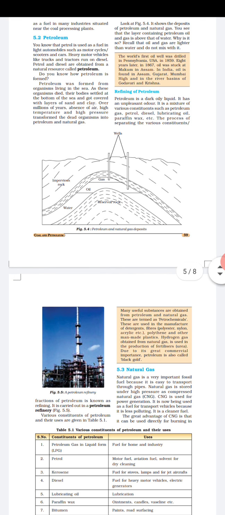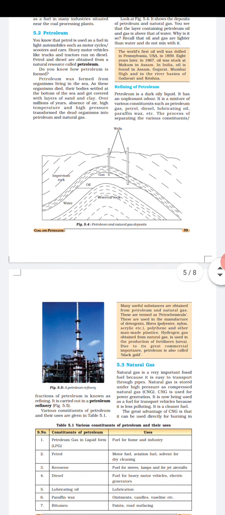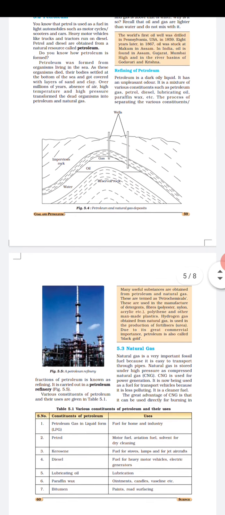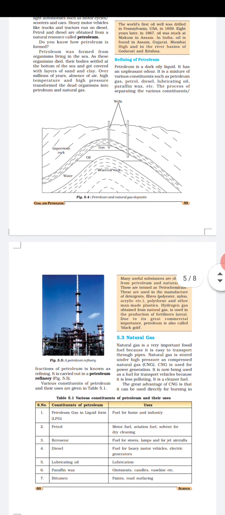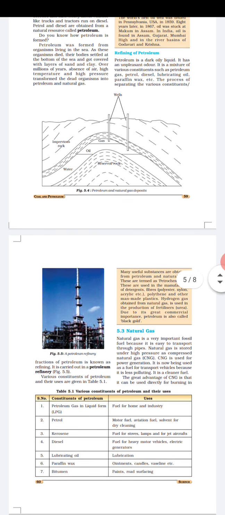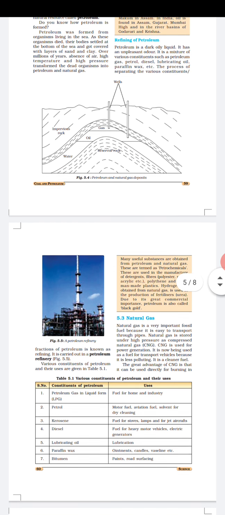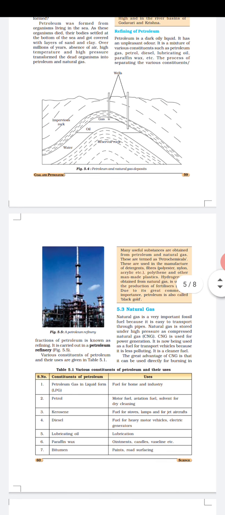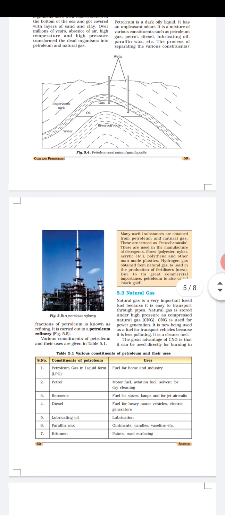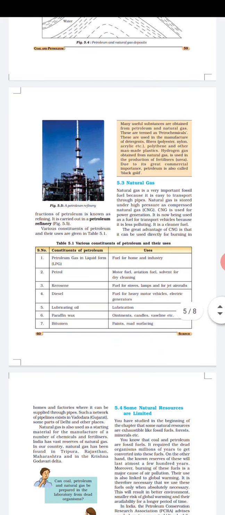Now let us see refining of petroleum. Petroleum is a dark oily liquid. It has an unpleasant odor. It is a mixture of various constituents such as petroleum gas, petrol, diesel, lubricating oil, paraffin wax. The process of separating the various constituents, the fractions of petroleum, is known as refining. It is carried out in a petroleum refinery. Various constituents of petroleum and their uses are given in the table. Please go through it.